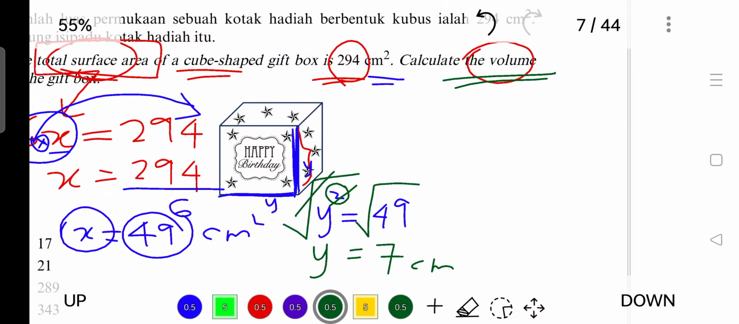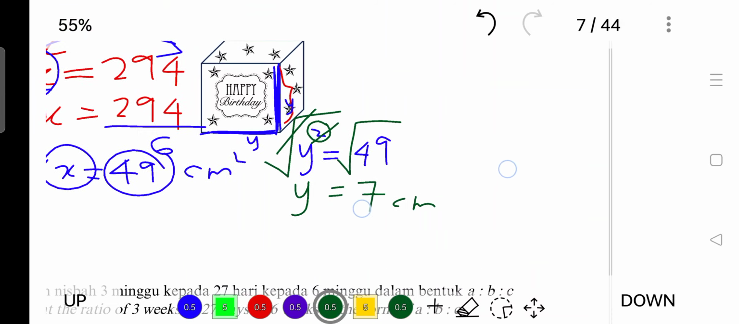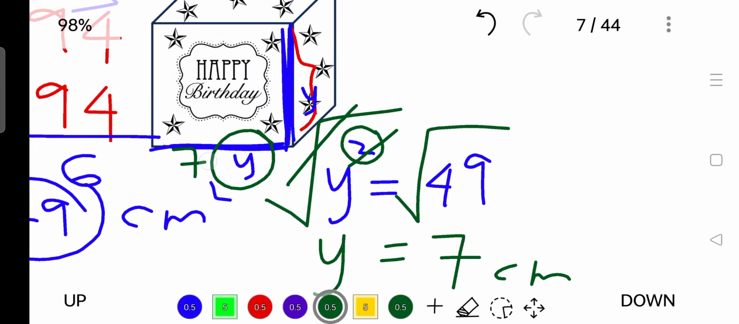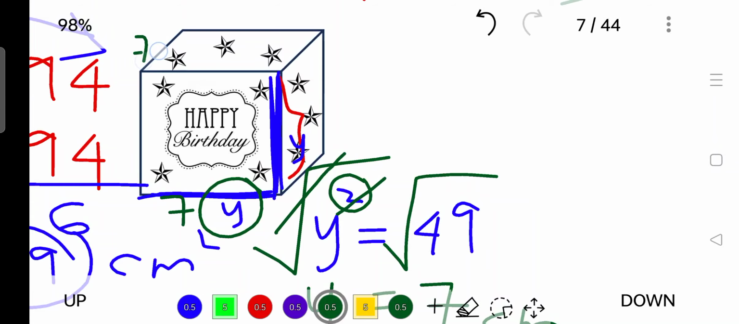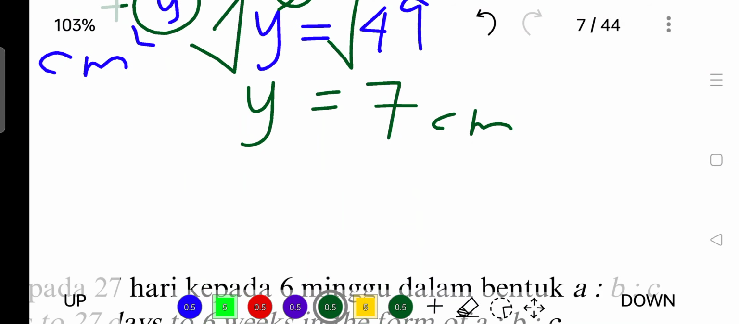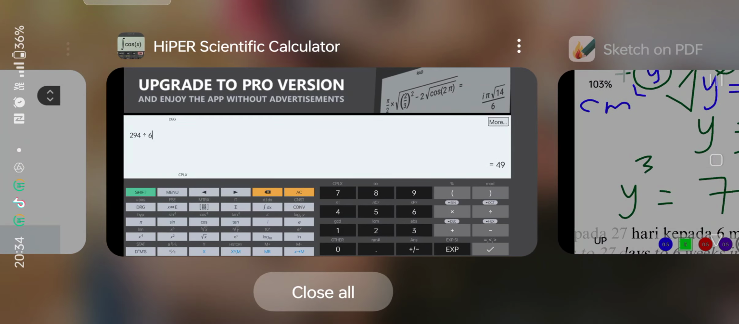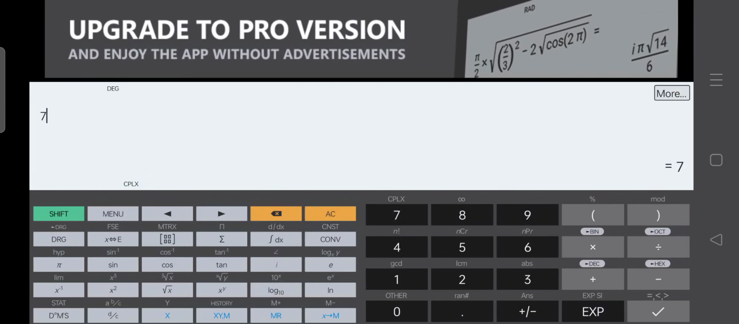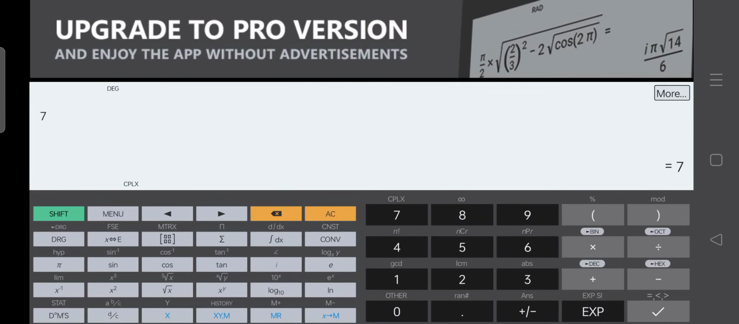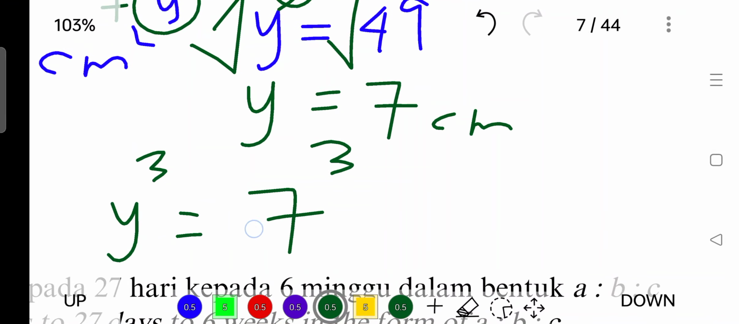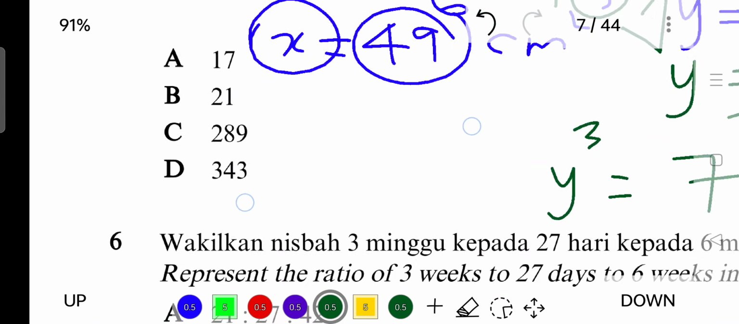Now what is the question again? Calculate the volume. As I've told you before, volume means, okay, the same thing here. You know it is 7. Everywhere is 7, right? Because it is a cube. Everywhere is 7. All are the same. So what we are going to do is take this 7 and cube it. Okay, volume means cube. So 7 cube, what will you get? 7 times 7 times 7. Okay, what will you get for 7 cube? Answer is 343.